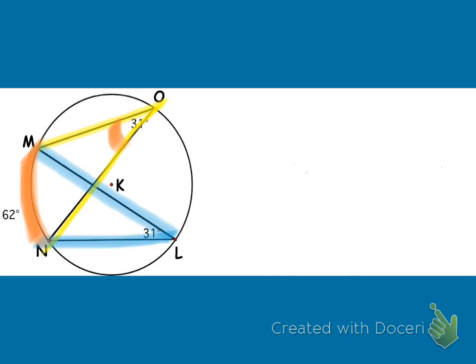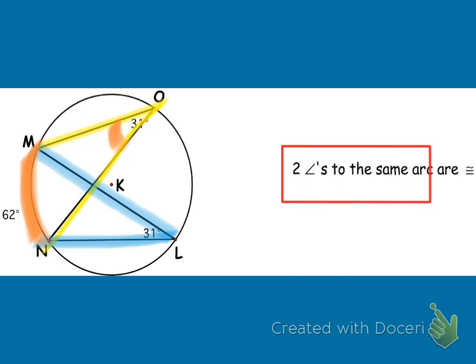So the conjecture you can make is that two inscribed angles to the same arc are going to be congruent. So two inscribed angles to the same arc are going to be congruent. Okay.